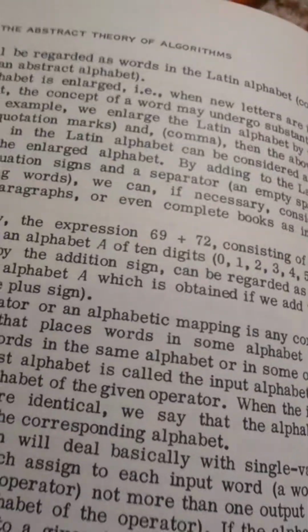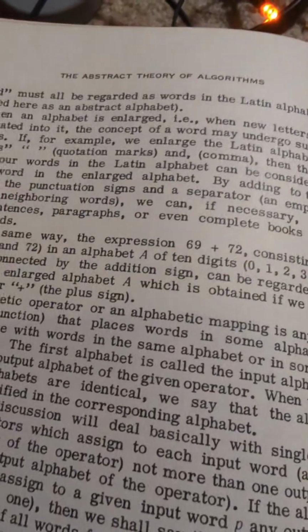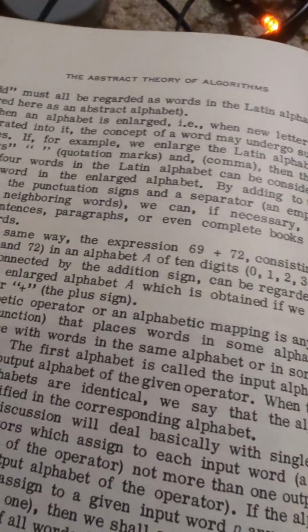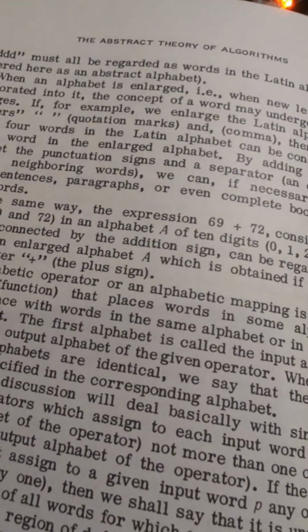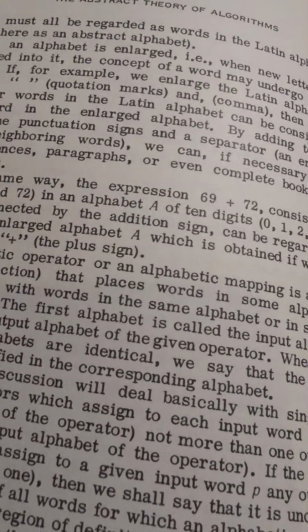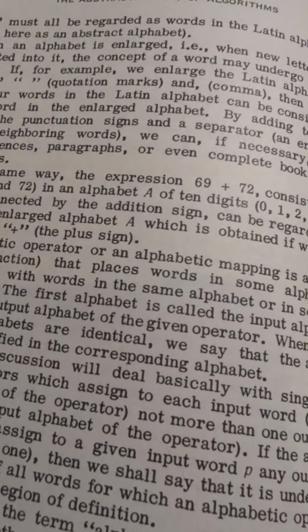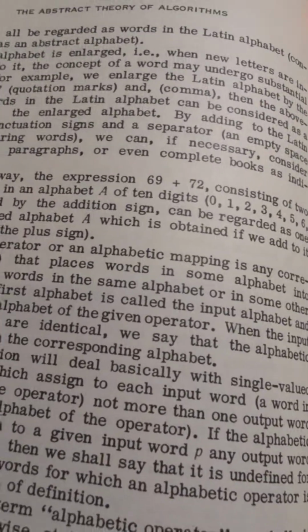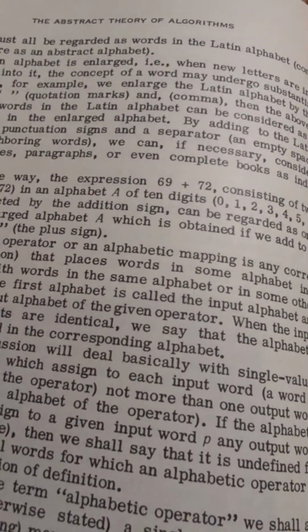And the above listed four words in the Latin alphabet can be considered as a single word in the enlarged alphabet. By adding to the Latin alphabet the punctuation signs and a separator, an empty space between neighboring words, we can, if necessary, consider whole sentences, paragraphs, or even complete books as individual words.